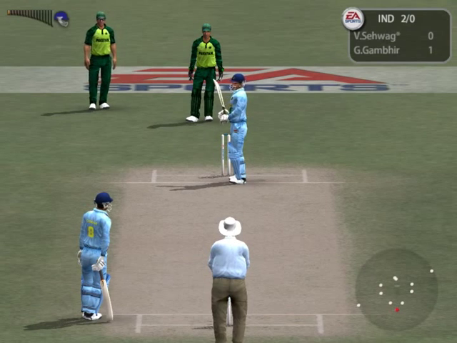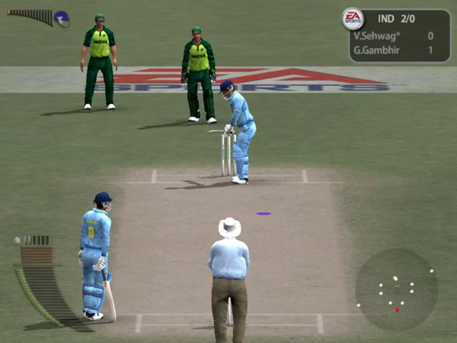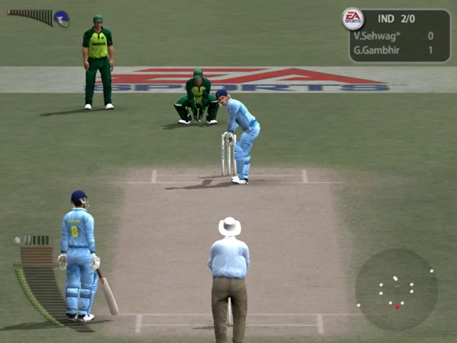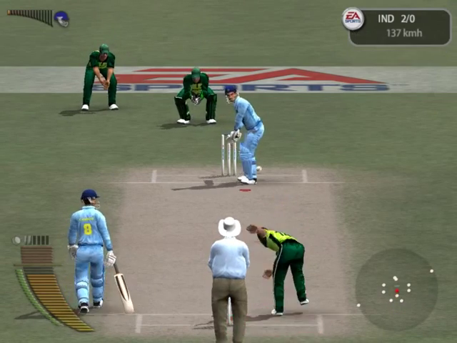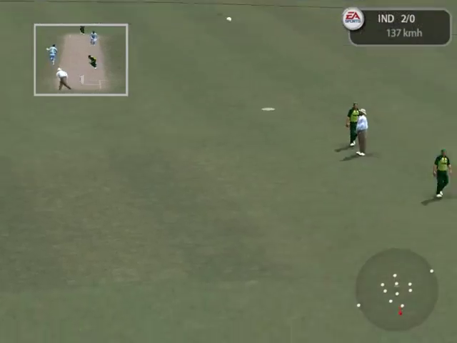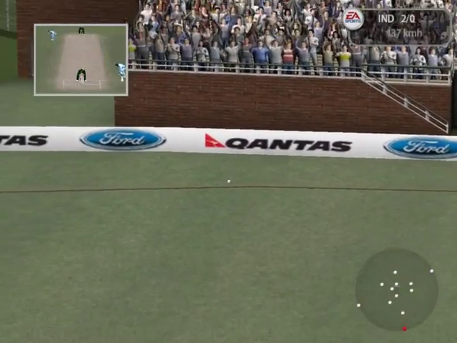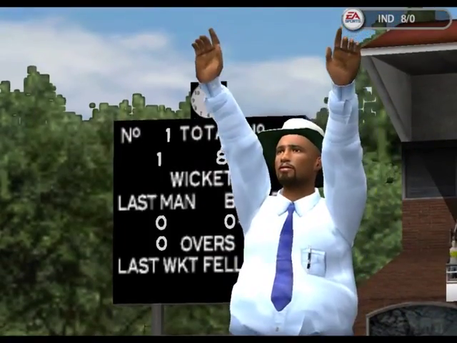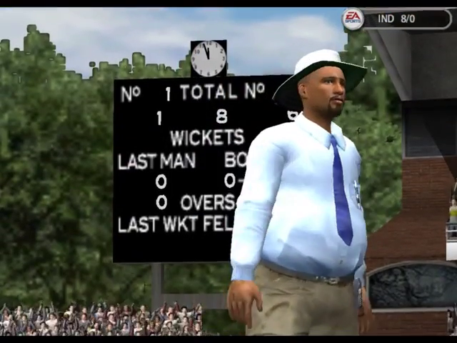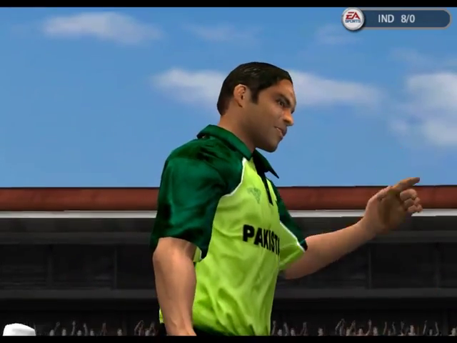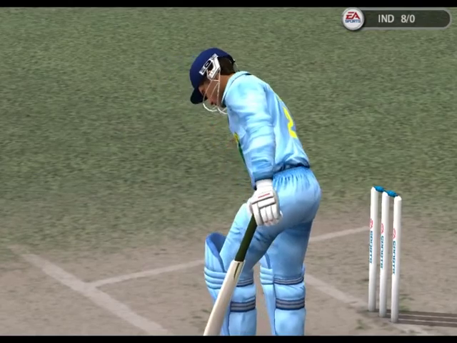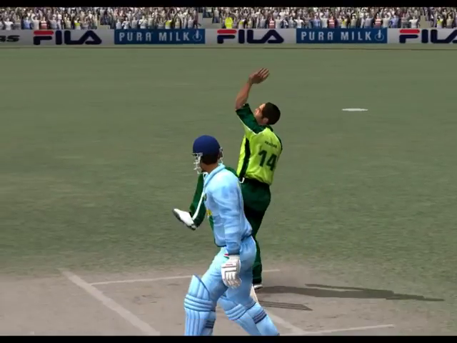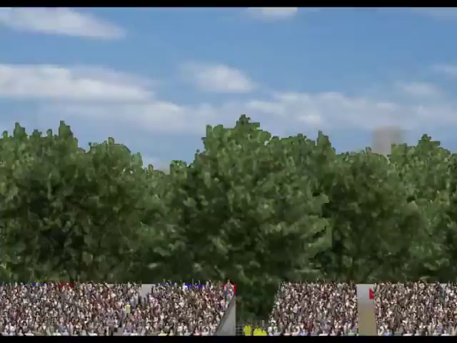Sehwag facing. Yusuf Yuhana is after it. Smashed that one right out of the ground. Shoaib Akhtar, don't like that at all. Great strike. It looked like 6 the moment he struck it. Let's take a look at that in slow motion.